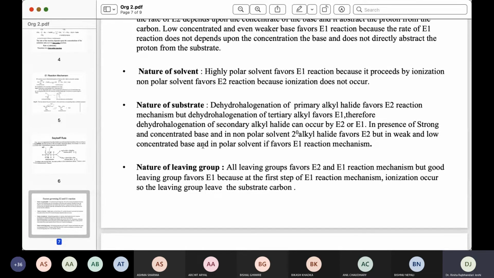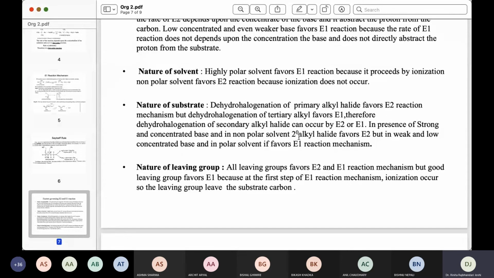Okay, so in presence of strong and concentrated base and in non-polar solvent, the secondary alkyl halide occurs by E2 mechanism, but in weak and low concentrated base and in polar solvent, it occurs by E1 reaction mechanism. त्यसैले primary alkyl halide, dehydrohalogenation, E2 mechanism. Tertiary, E1. What about the secondary alkyl halide? May occur by E2 or E1.